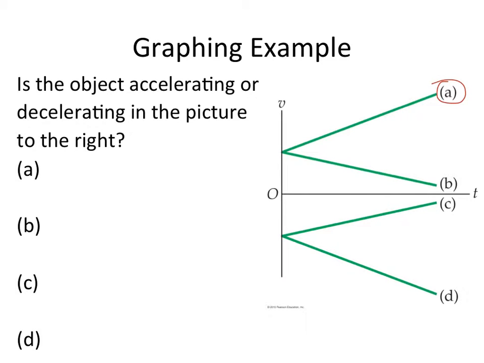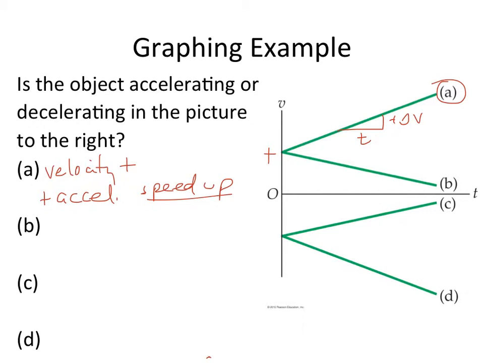All right, so right here, what's our initial velocity? Well, we have some positive initial velocity right there, right? So velocity is positive, and look at this, we have a positive velocity change over time. That should be a V, shouldn't it? Positive delta V over time. So we have positive acceleration. So it's going to speed up in the positive direction.